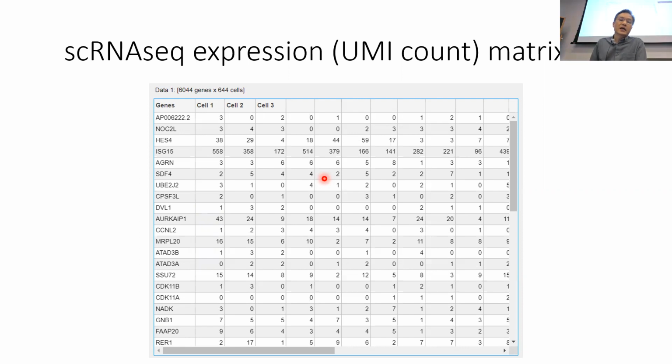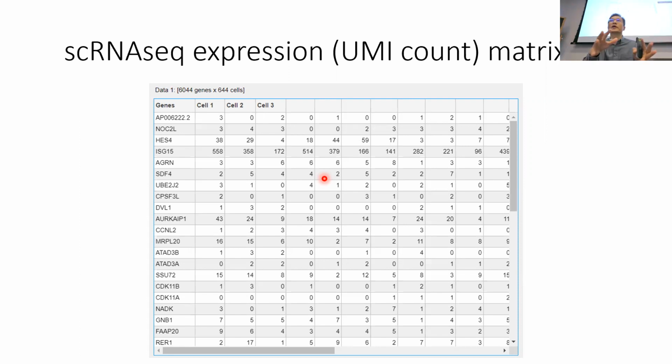Now, look at this table. That's real data, and the rows are the genes and the columns are the cells. So you can think each column is a data point, which is a cell, because in your mind you consider the data points as the cells. Or we can call them the samples.